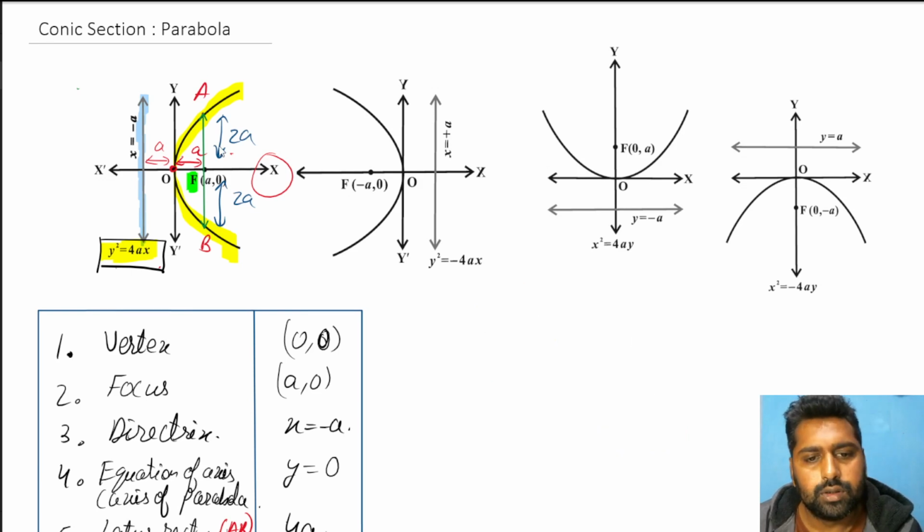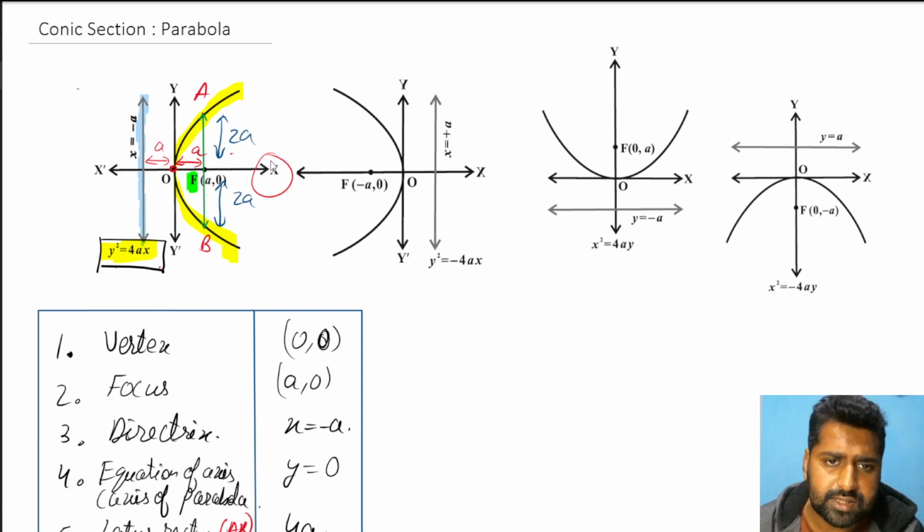So learn these parameters. What is the vertex? Where is the focus? What is the equation of the directrix? What is the axis of the parabola? The axis of the parabola is the one about which it is drawn symmetrically.